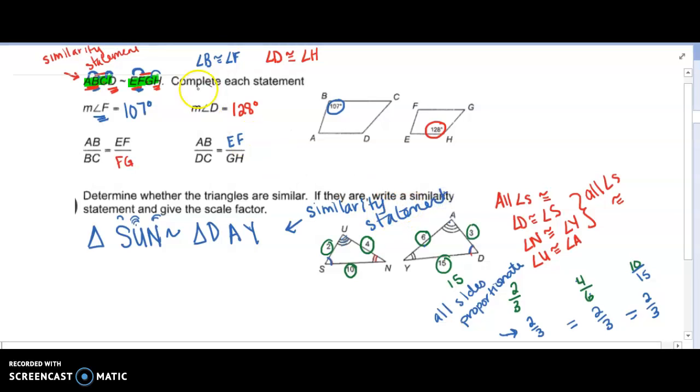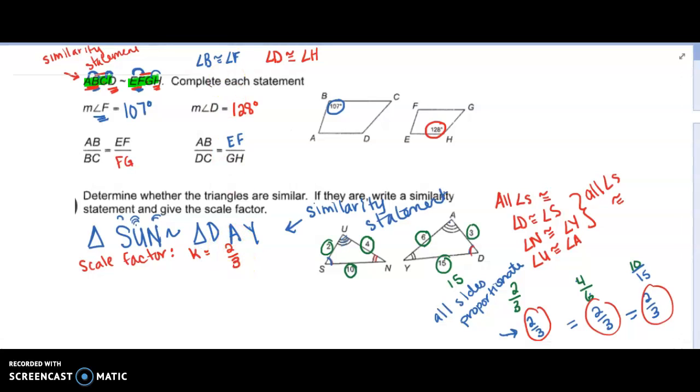Now my scale factor, I've already figured that out. Here's my scale factor, here, here, and here. So I can say my scale factor K equals 2/3.